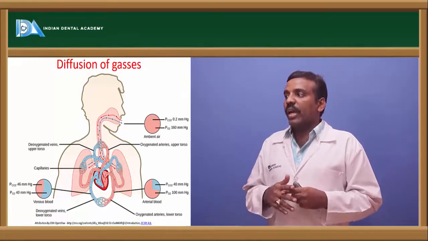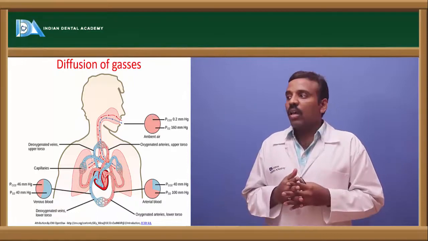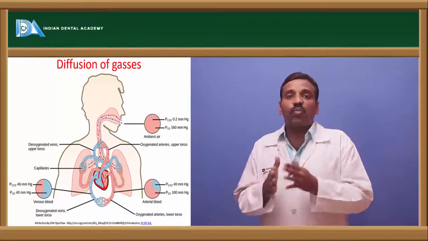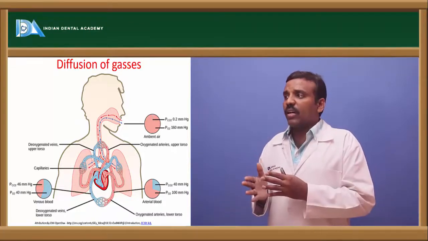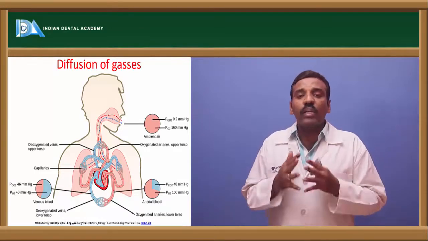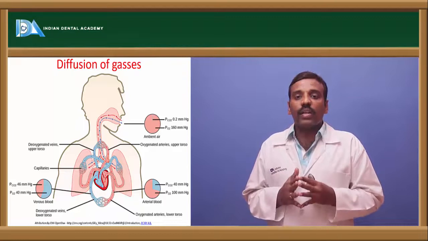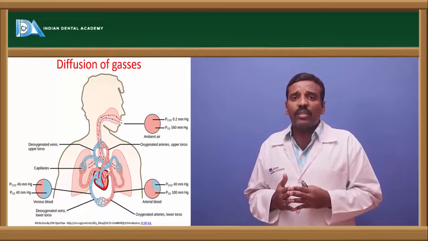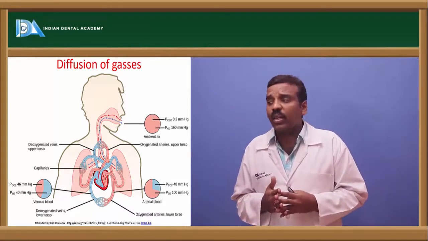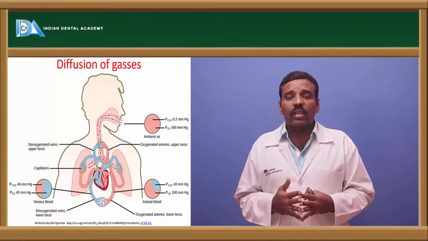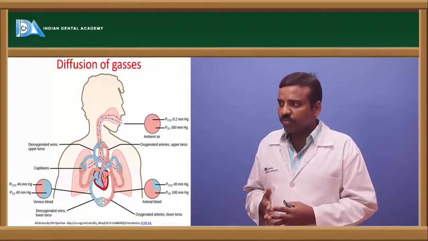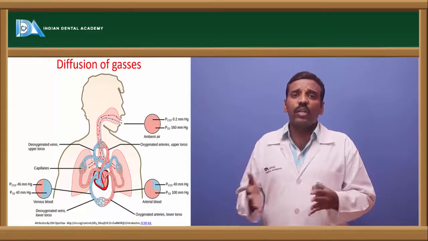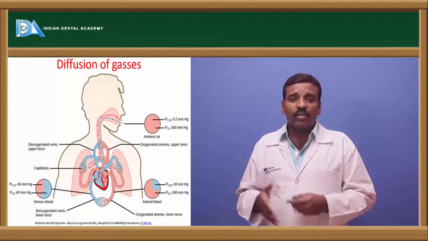Okay, and next at the level of the systemic circulation, in case of veins, the partial pressure of carbon dioxide is about 46 millimeters of mercury and the partial pressure of oxygen is about 40 millimeters of mercury. In case of arteries, the partial pressure of carbon dioxide is about 40 millimeters of mercury and the partial pressure of oxygen is about 100 millimeters of mercury. By these pressures, the diffusion of the gases, oxygen and carbon dioxide, takes place.